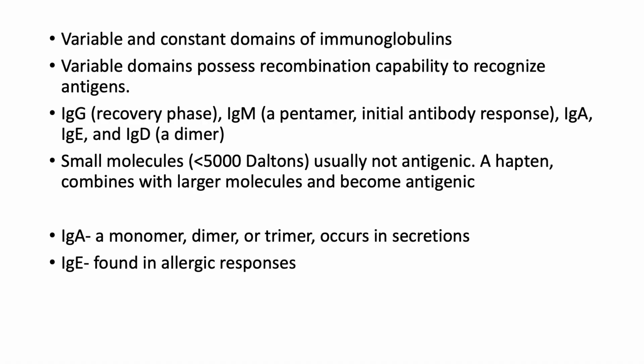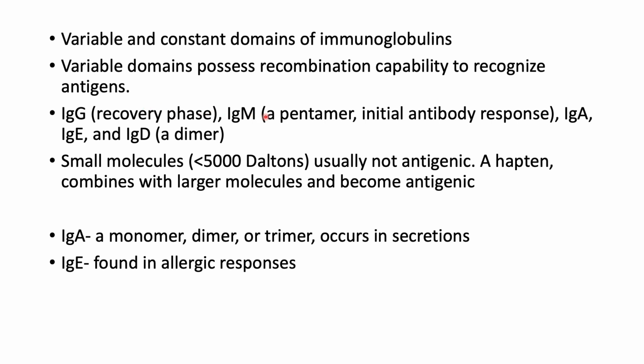The immunoglobulins have variable and constant domains. The variable domains have recombination capacity, and they comprise a part of the immunoglobulin. By and large, IgG is the recovery phase, and in terms of concentration it is the most numerous of the various classes of immunoglobulins.